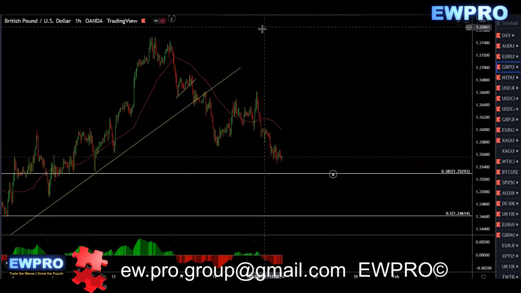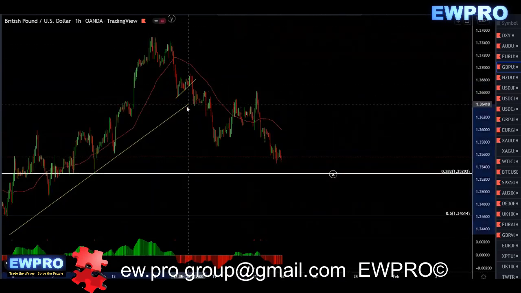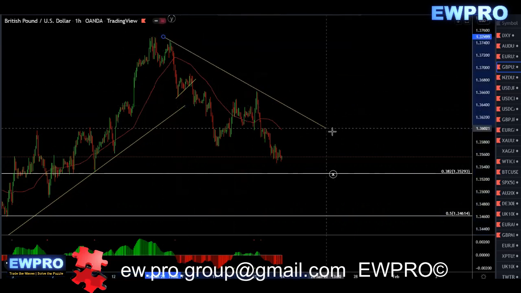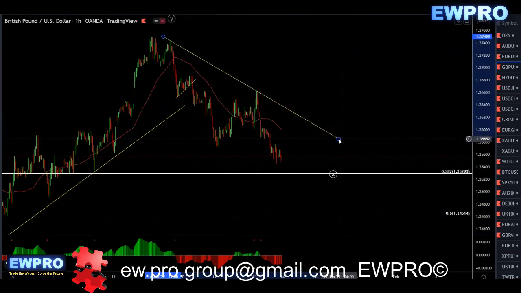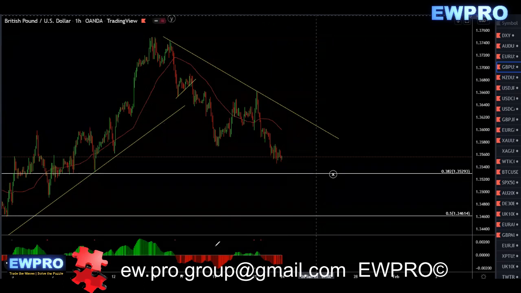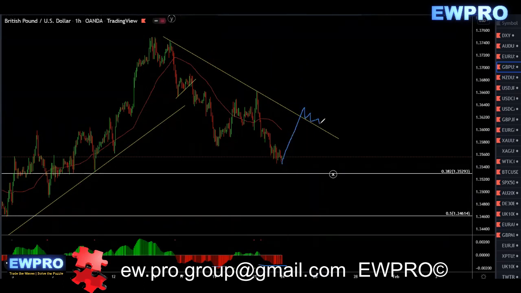On the H1, we're getting bullish divergence in here. So any buy setup you get, look for the buy to go and break the top.